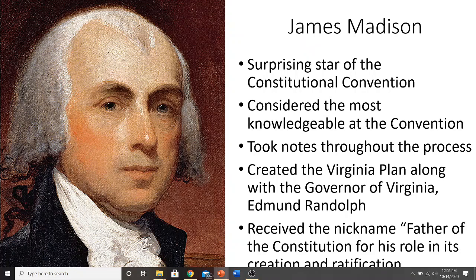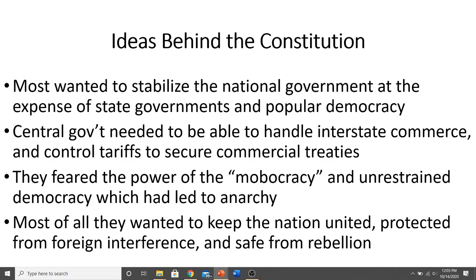And this is where James Madison, who we have yet to mention up to this point in our history, is the surprising star of the Constitutional Convention. He is called the father of the Constitution because of his role in the creation and ratification of it. So he takes a lot of notes, he brings a lot of ideas to the table, and because of his influence, he grows in stature politically and will eventually be our 4th president.